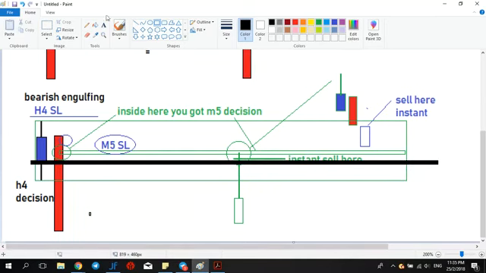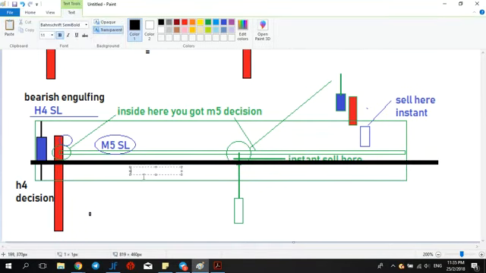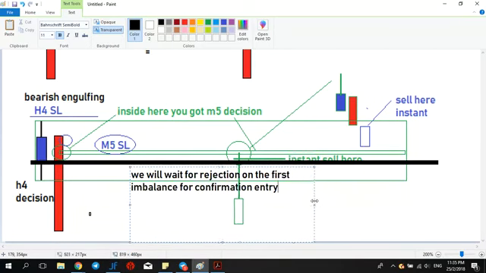We will wait for rejection on the first imbalance for confirmation entry. Okay, so we wait for the first imbalance, rejection on the first imbalance for confirmation entry.